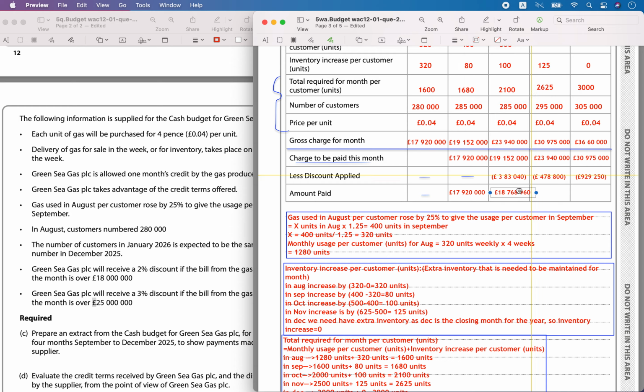Then for the month of November, it's going to be 23,940,000 minus 478,800. So that is going to be equal to 23,461,200. So 23,461,200 is the amount of pounds they need to pay.